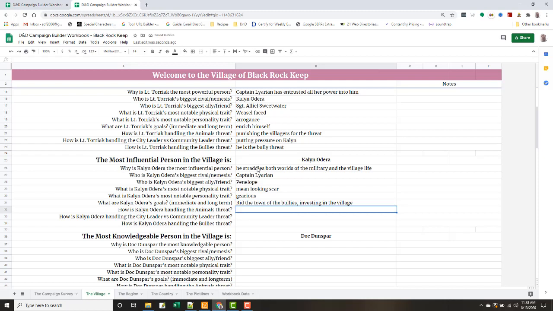So how's Kaelin Adara handling the animals threat? Well, the wild wolves attacking people. As the innkeeper, as a retired soldier, there's not a lot he can do, but he offers advice on how to handle wolves when they're out and about.